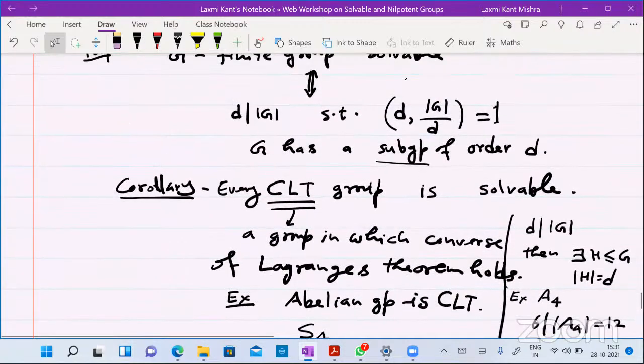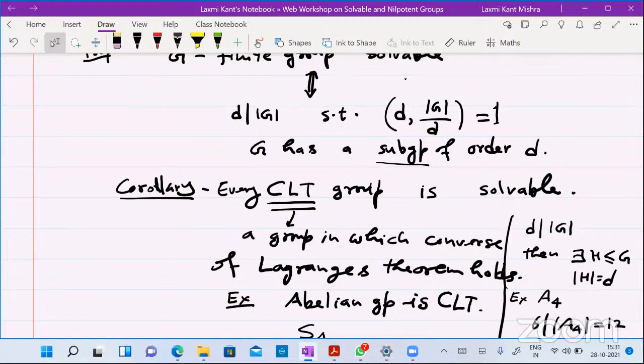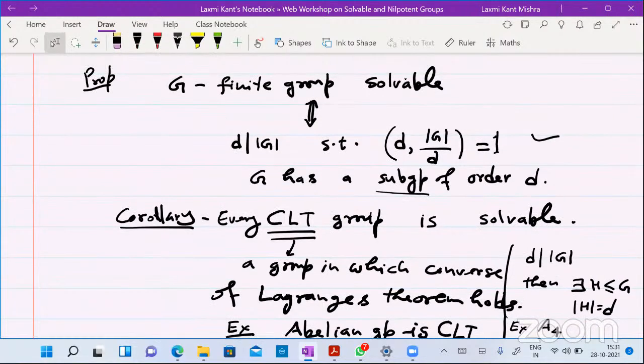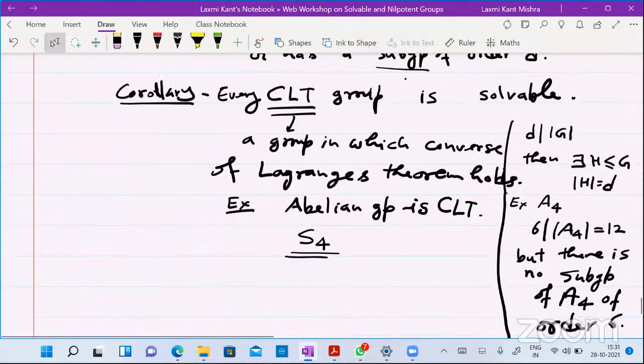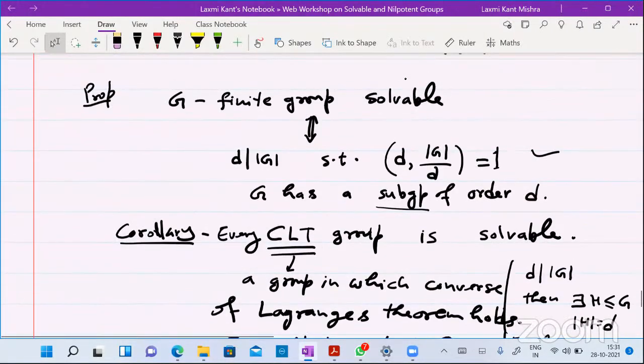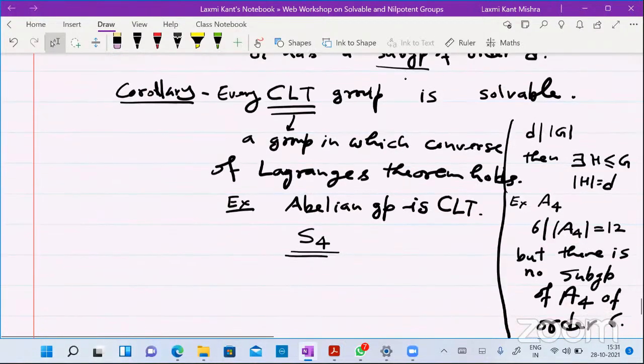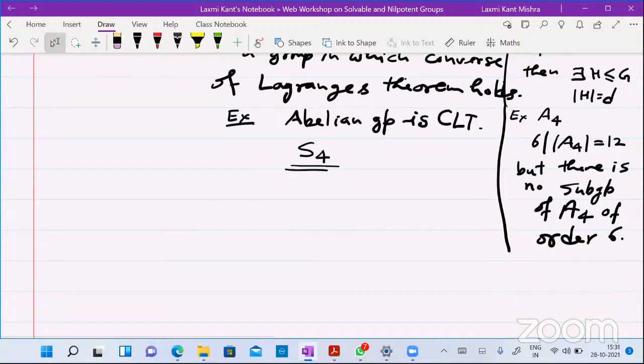Why are CLT groups solvable? Since if D is any divisor which satisfies this condition, there is a subgroup of order D. Since it is a CLT group, it satisfies this condition. Therefore, it is solvable by this proposition. I think you will be understanding this one. Next, let us move to some more results.